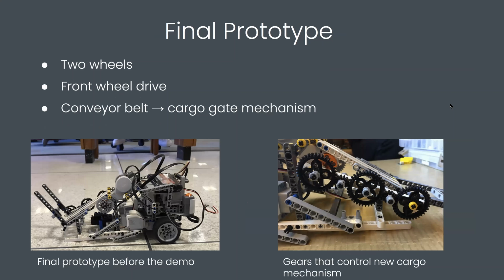The cargo gate mechanism solved these issues by creating a holding space large enough to secure the cargo while it was being transported. In addition, this design made it simpler to transfer systems, as a motor in the same position and orientation was sufficient to power the gate.